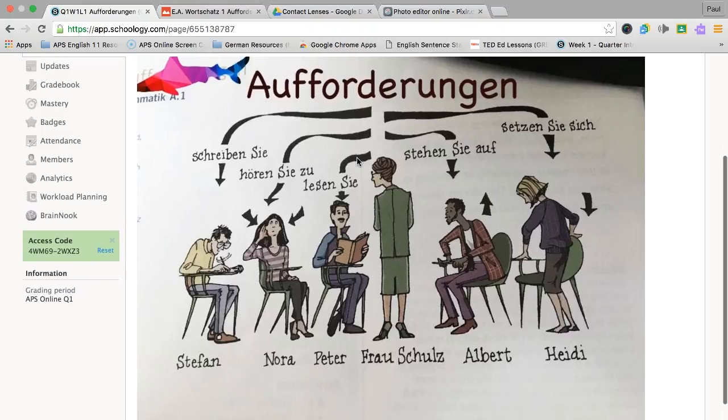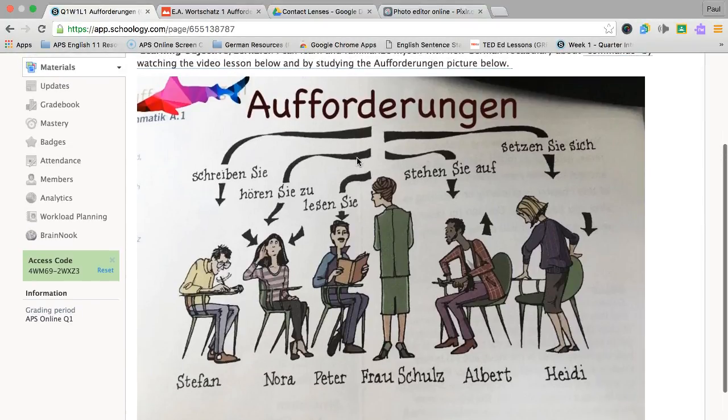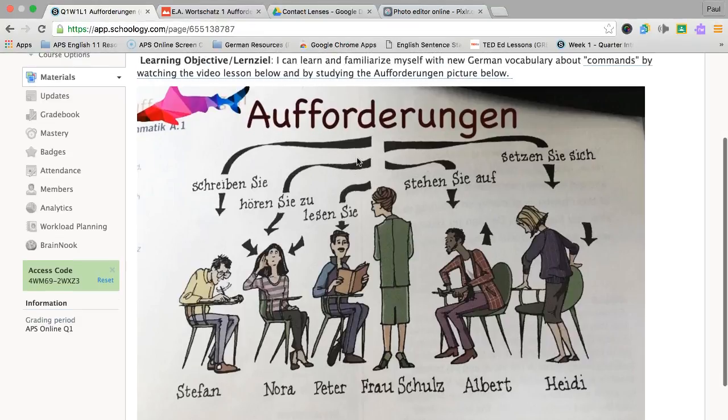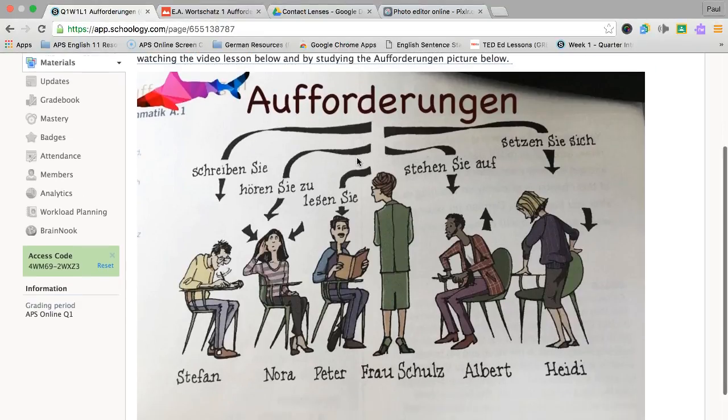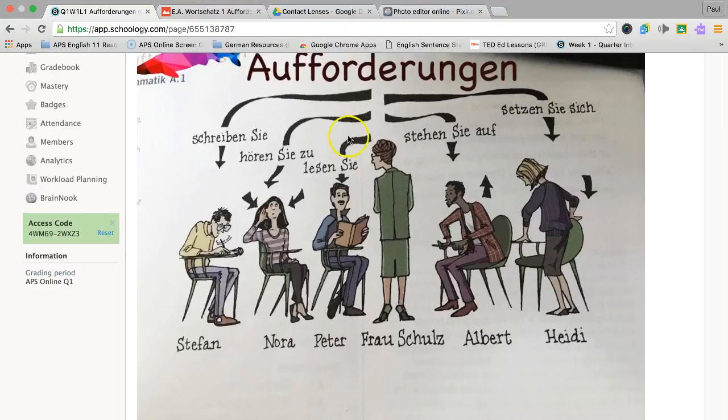So here's our vocabulary picture. Vokabelbild. So a picture is a Bild, B-I-L-D in German. Anyway, let's first introduce our cast of characters, which I will do in German. Das ist Stefan, der Mann da. Das ist Nora. Say hello, Nora. Nora. Das ist Peter. Liest ein Buch.